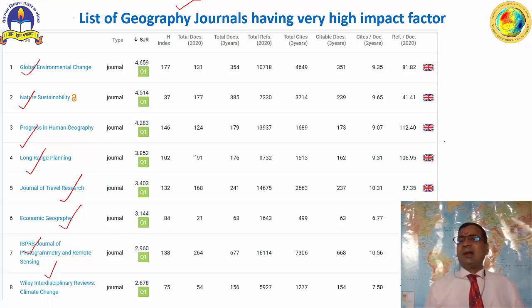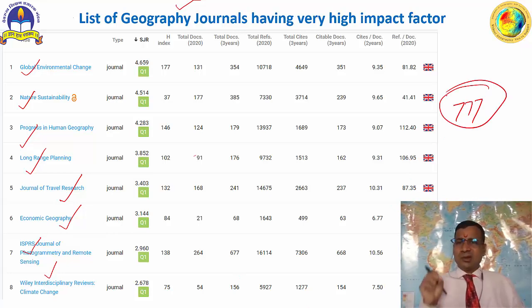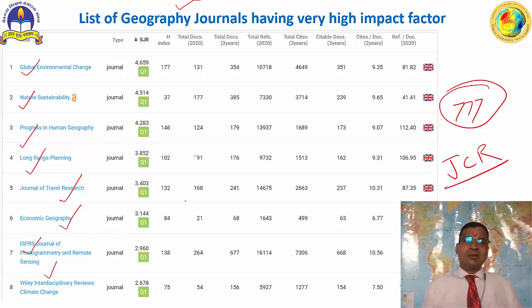There are 777, again and again I'm focusing on the same journals which are indexed in Journal Citation Report. These are the various journals indexed in Journal Citation Report, and according to, sorry, SJR, that is Scientific Journal Ranking.